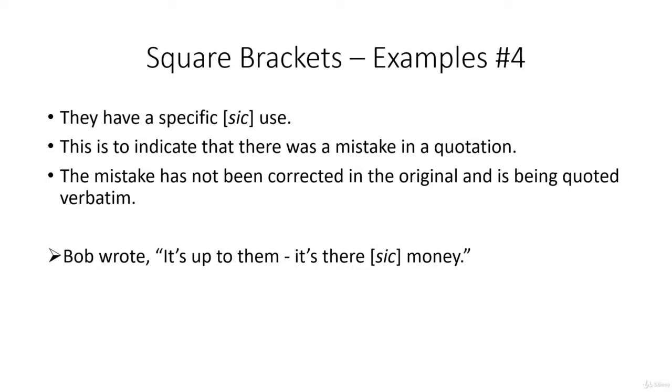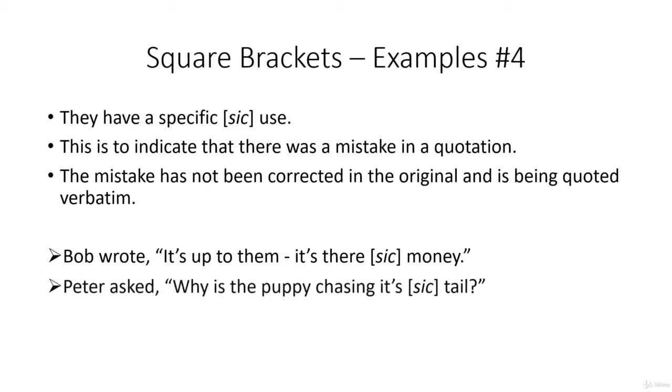Bob wrote, "It's up to them, it's their money." It sounds okay, but when we actually look at it, they've used the wrong form of their. It should be T-H-E-I-R. And so the person quoting what Bob wrote has written it exactly as he's done, and then after the wrong bit he's added a sic to indicate that this was an original mistake in the quote.